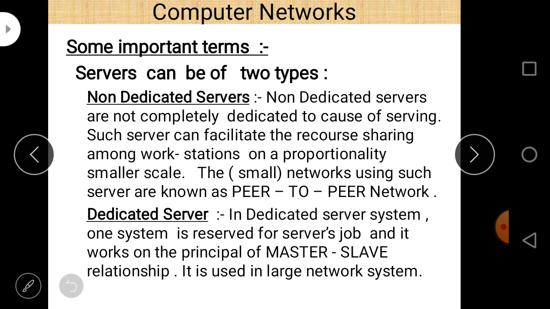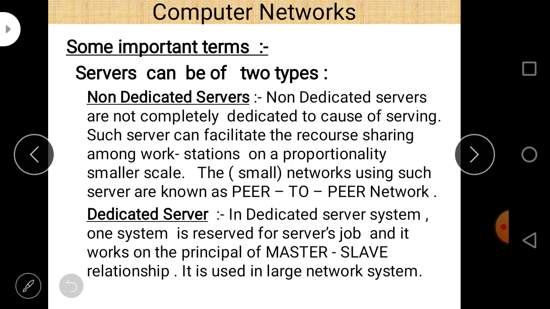Non-dedicated servers, as the name suggests, are not dedicated to serve as a server, and they work as resource sharing among different workstations. And the small network using such servers are known as peer-to-peer networks. So a network using this type of server, non-dedicated servers, is also called a peer-to-peer network.